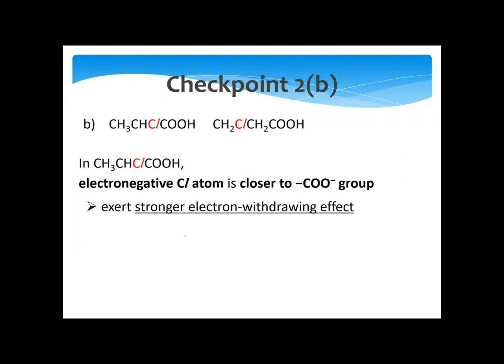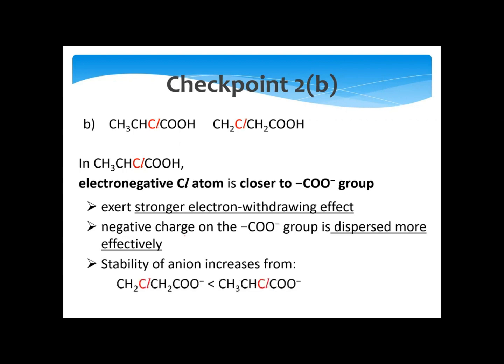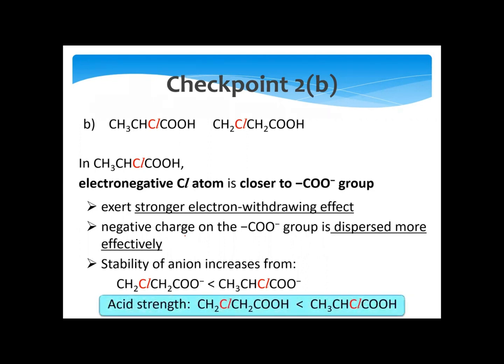So it will exert a stronger electron withdrawing effect. As a result, same phrasing as before, the negative charge on the COO minus group is dispersed more effectively, and the anion will be more stable, CH3CHClCOO minus as compared to CH2ClCH2COO minus. So from there you can conclude the acid strength. The 2-chloropropanoic acid is more acidic than 3-chloropropanoic acid. So that is the difference.